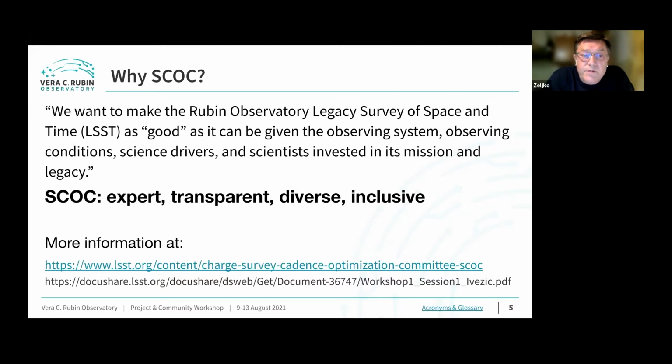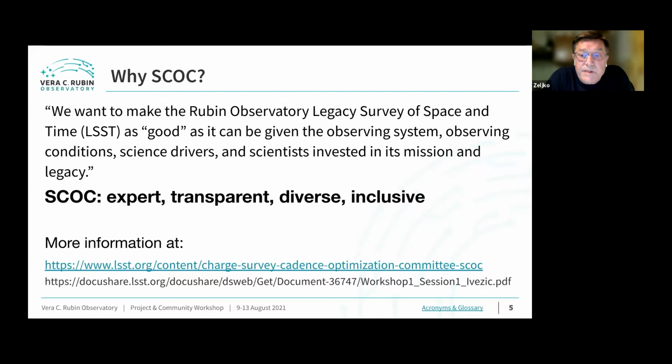What we wanted to achieve is to have a committee that is expert, so that we get scientific expertise that we don't fully have in the project. For comparison, there are a few dozen scientists on the project who could be deployed to work on this optimization, but there are over 1,000 people in science collaborations. So obviously we have much more expertise outside of the project than within the project.